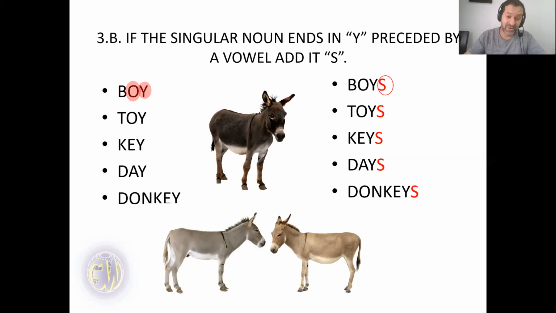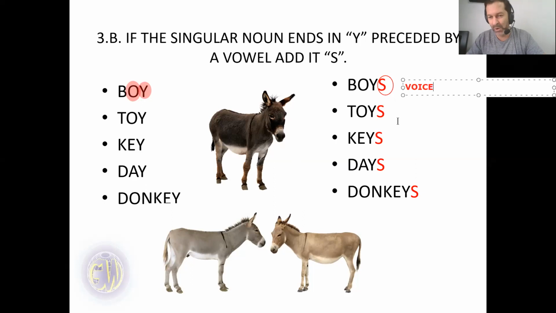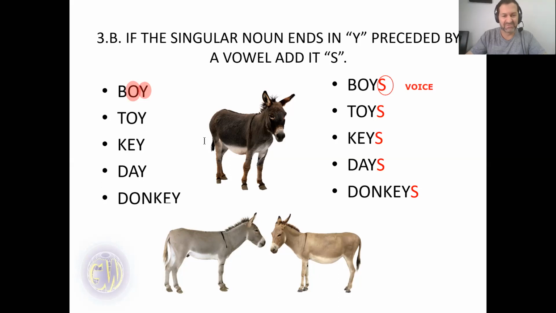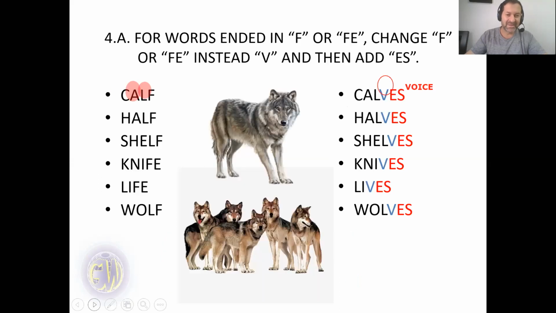I want to remind you that this word must be well pronounced because you can confuse it with voice. Okay, as when you say that guy has a very beautiful voice. Or those boys were playing. Okay, it's different. Toy, toys, juguete. Key, keys, llave, clave, tecla. Day, days, día. Donkey, donkeys. Burro, burros. This rule is quite easy. I think it's very understandable. Okay, let's continue. Next slide.